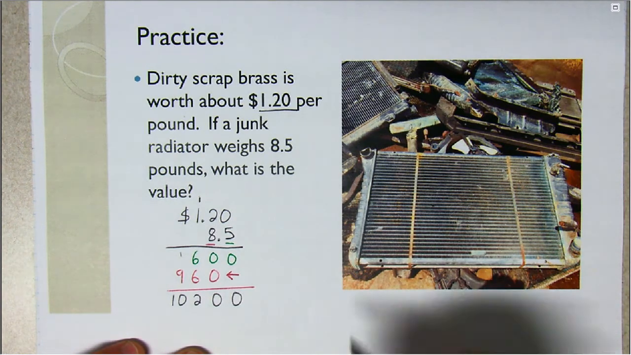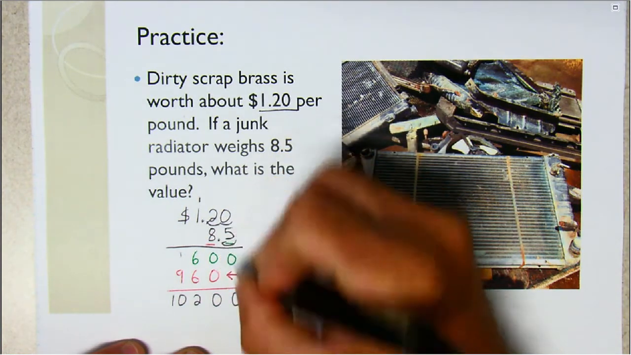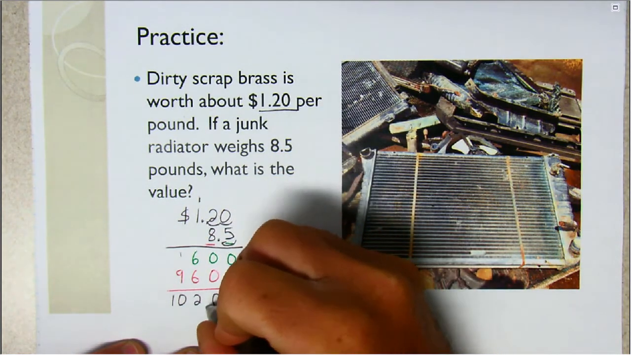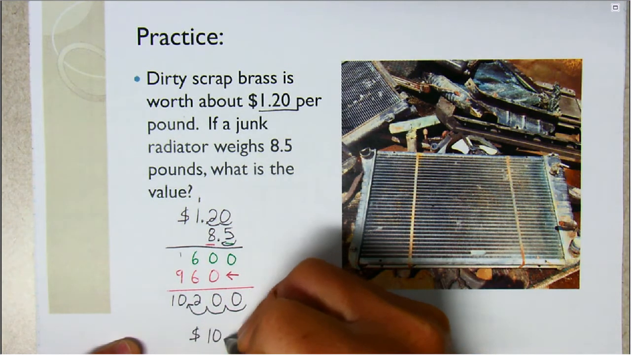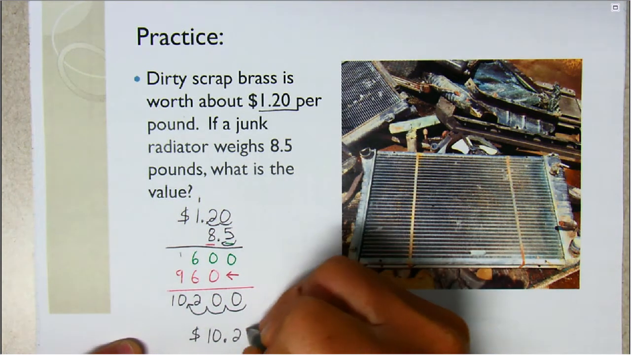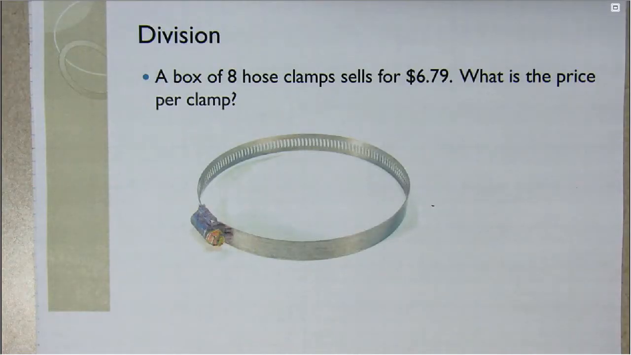How many total decimal places do we have? We have 1, 2, 3 total decimals, so we want to go in 1, 2, 3 total decimals, and our answer is $10.200, or in other words, $10.20.